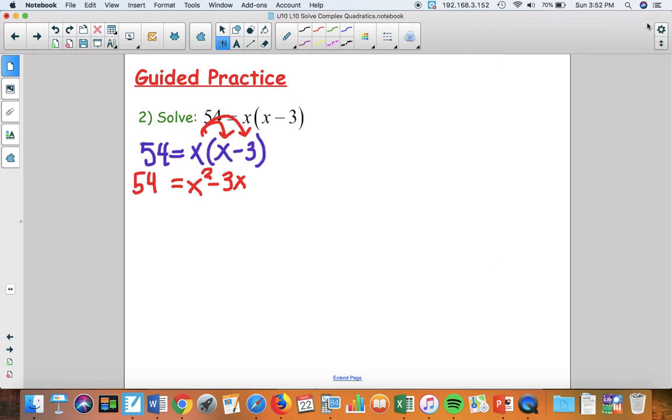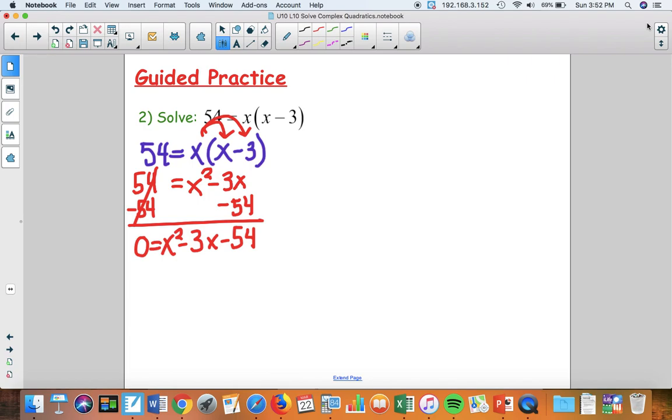Now let's see. We have a quadratic. We have to get everything over to one side, so we have to subtract the 54 on both sides. So we get x squared minus 3x minus 54. Now we can do one of two things. We can go straight into the quadratic formula, or we can test to see if we can factor this. So let's just see if we can factor it.